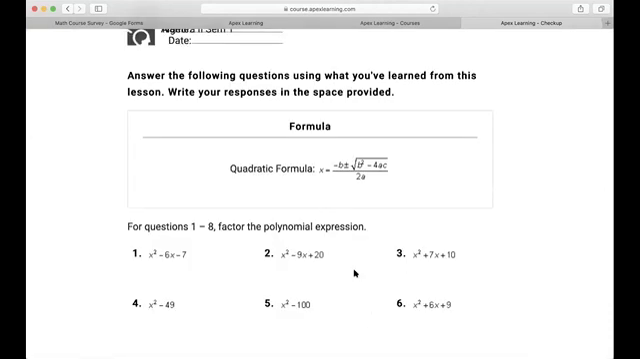A couple of things I want to remind you of. This plus or minus here means you're going to do the entire problem in the positive, so you do negative b plus all of that, and then you do it again, negative b minus all of that. And it will give you one of three options, as we found out: two real answers, one real answer, or two imaginary answers, also known as zero real answers.